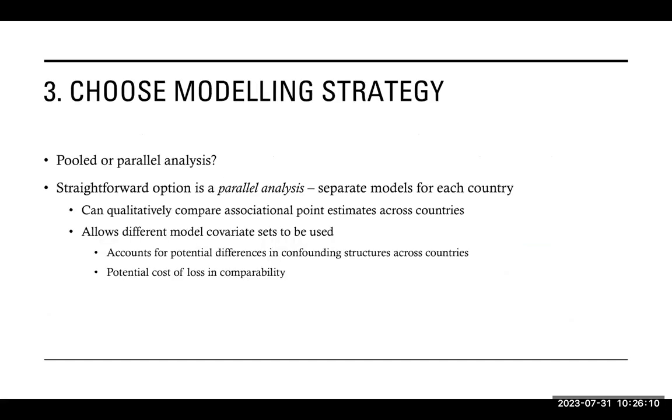And then choose your modeling strategy. This is a little bit more complicated. From my perspective, I really think there's two options here. You can do a pooled analysis or a parallel analysis. Some people call a parallel analysis a coordinated analysis. And what I essentially mean is, for a pooled analysis, are you going to pool all of your data into a single data set, run a single model, perhaps with an indicator variable for country? Or are you going to keep your data stratified by country and run a series of country-specific models, right? And so that will be informed by your theoretical approach to the research question, right?